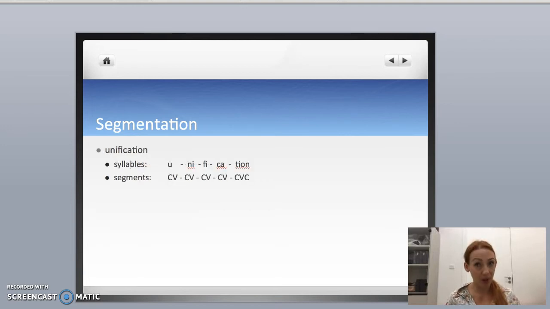So for example, we'll take the word unification as our example. It's a nice long word. So first of all, how many syllables in this word? Unification. Unification. 5 syllables. Okay, and how many segments?